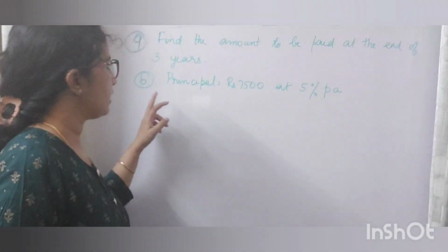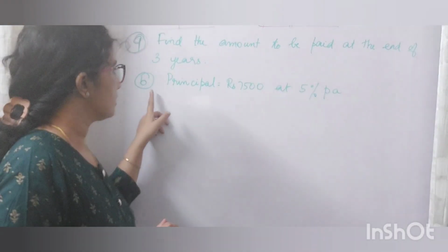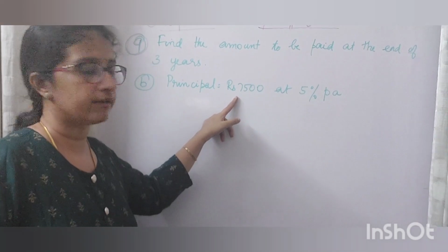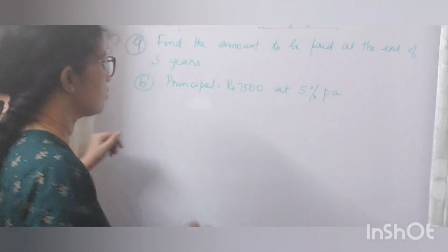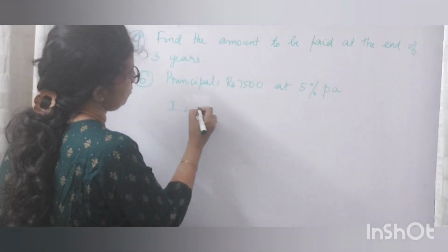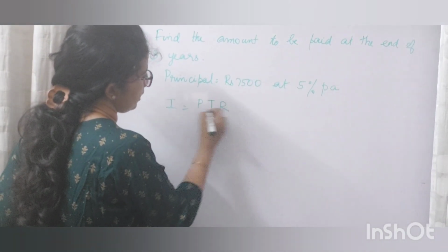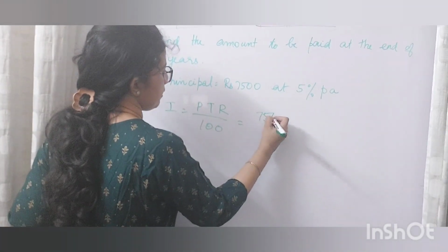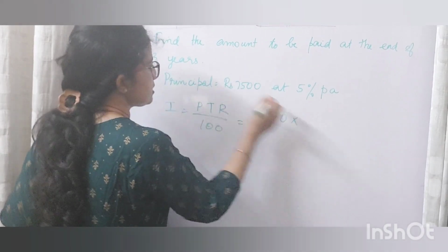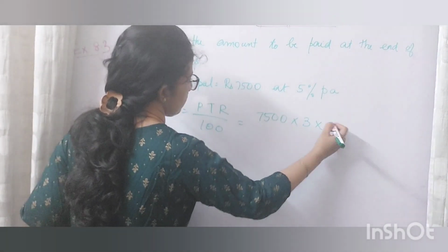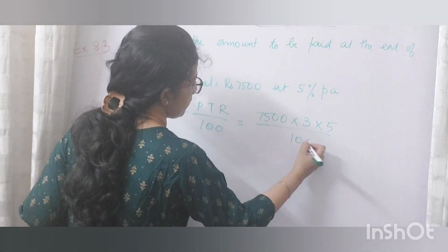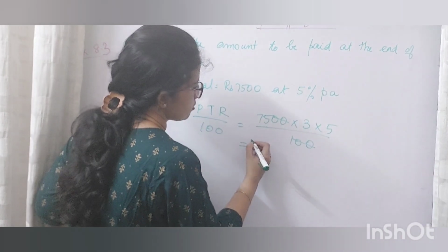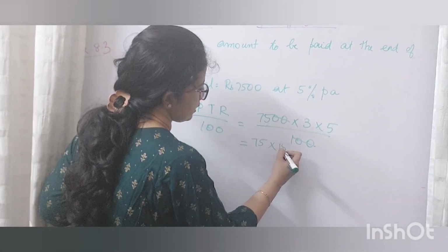Okay, there is another subdivision in the same question. That is, principal is equal to rupees 7,500 at 5% per annum. So here also again interest is equal to PTR by 100, which is equivalent to P is what? 7,500 into T is 3 years into R is 5% divided by 100. Clear? So here it is equal to 75 into 15.